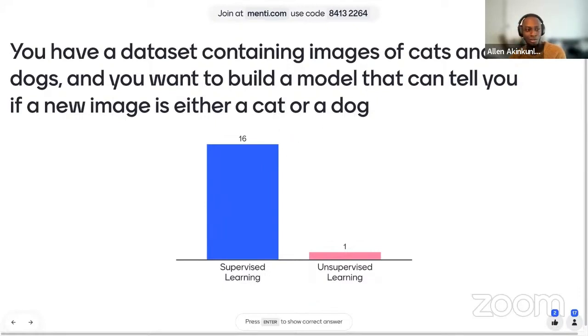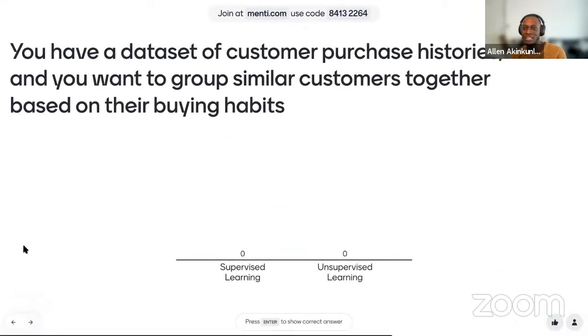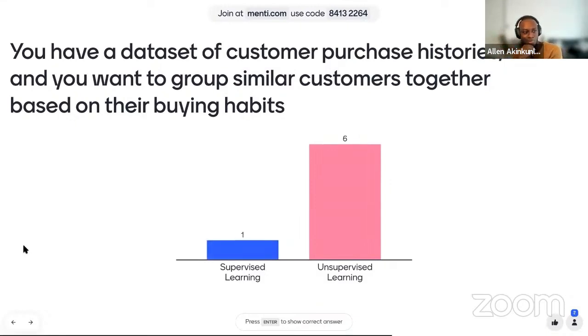Cool. We're going to go to the next one. You have a data set of customer purchases, and you want to group similar customers together based on their buying habits. So you own a shop in Obalende, and you have data on your customers, and you want to group them together. I actually want to see what customers are like based on their buying habits. I really want to hear from this person.